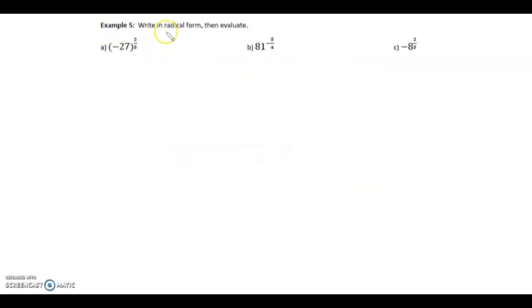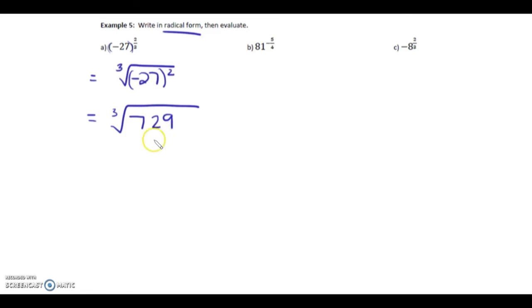Okay, example 5, write in radical form first, then evaluate. So negative 27 to the 2 over 3. I can write this as negative 27. Remember, if that's in brackets, it's also under our root sign. Okay, this is going to be raised to the exponent 2 and then cube rooted. Okay, so I'm going to square it first. So what's negative 27 squared? I get 729. Now if I cube root it, I get the answer of 9.